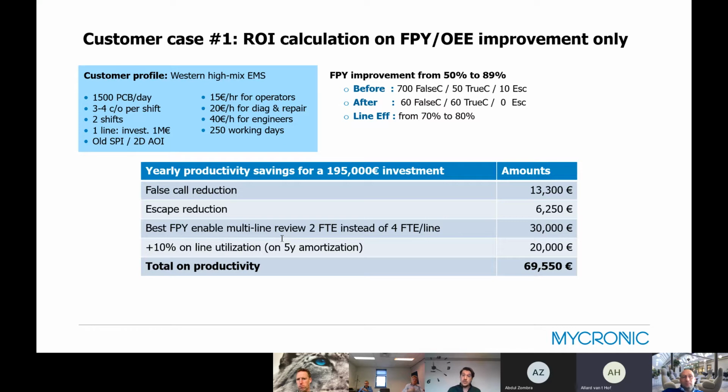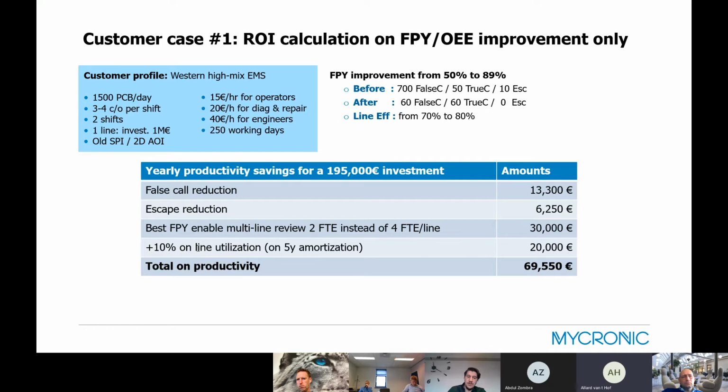So then it's possible. If for sure you have like 700 false calls, then the person will be like, oh, you have so many things coming, then you need 1 person maybe per line. And this is how we had a reduction here. So the 2 other persons can do something else, and they don't need to do the review of the errors. And the 10% amortization you saw here also, from 70% to 80%. Here I just calculated 20,000 euro.